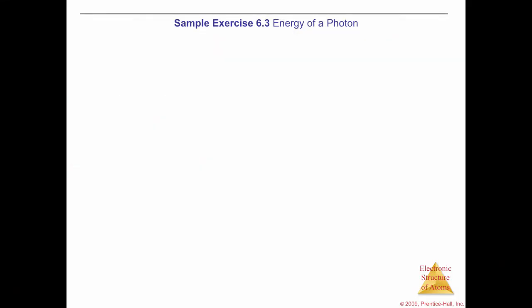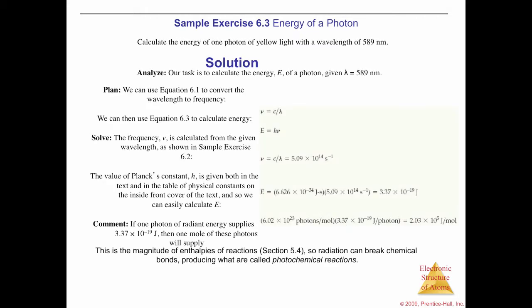Sample exercise 6.3, energy of a photon. Calculate the energy of one photon of yellow light with a wavelength of 589 nanometers. Our task is to calculate the energy of a photon given its wavelength. We can use equation 6.1 to convert the wavelength to frequency, and then use equation 6.3 to calculate energy.